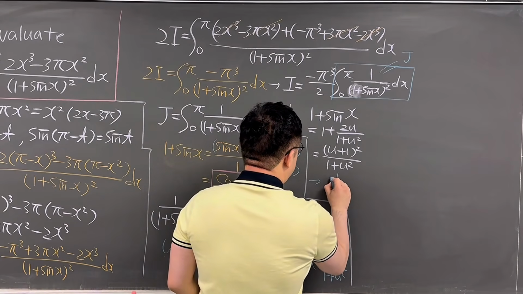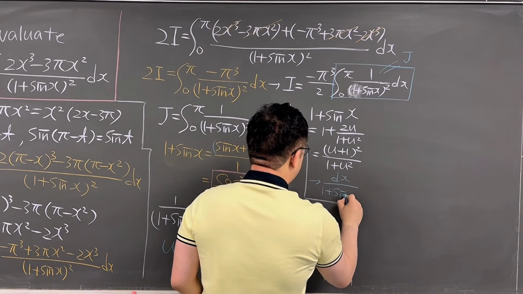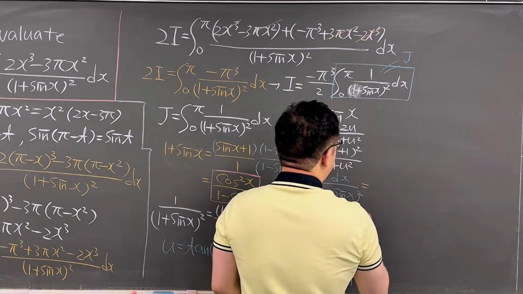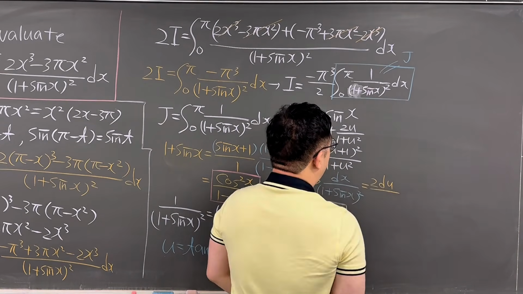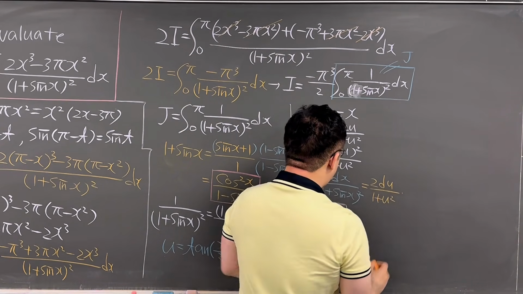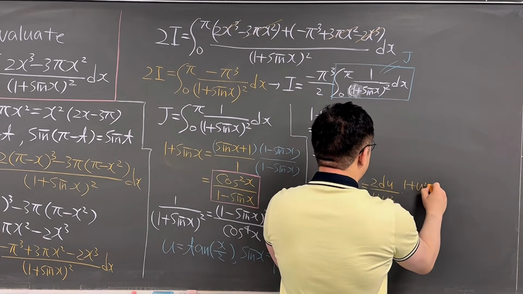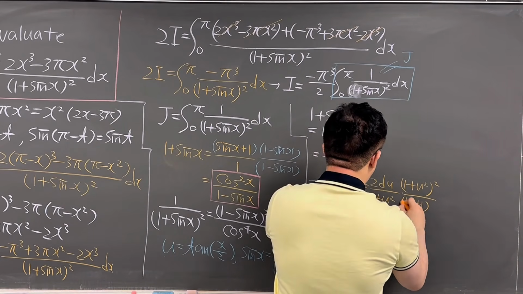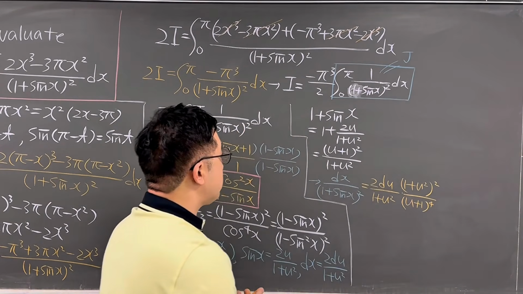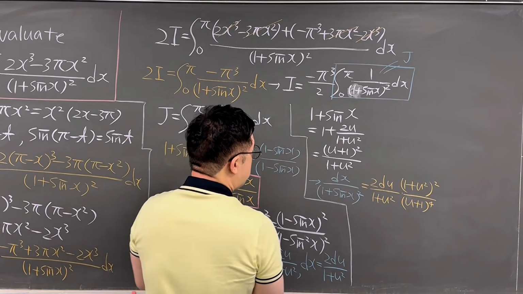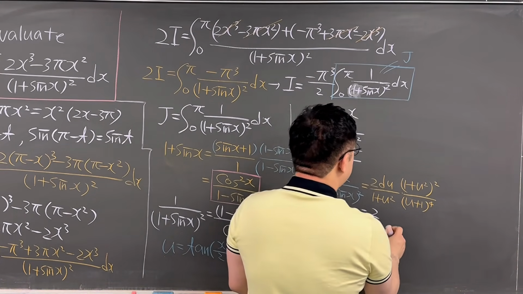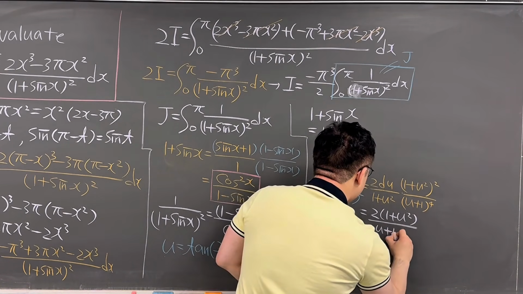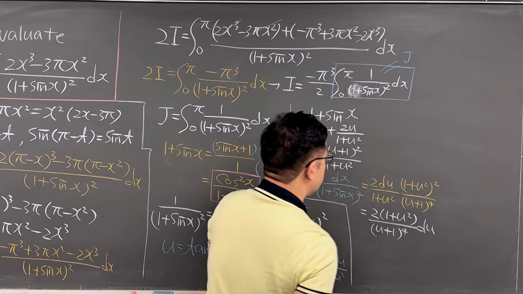So what this means, dx over (1 plus sine of x) squared, we can rewrite as 2 du over 1 plus u squared, then that times (1 plus u squared) squared, that over (u plus 1) to the power of 4. So after canceling out, this expression is the same as 2 times (1 plus u squared) over (u plus 1) to the power of 4 du.